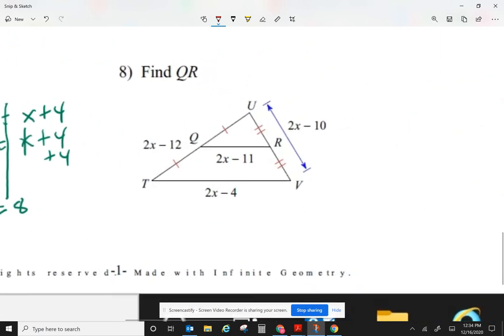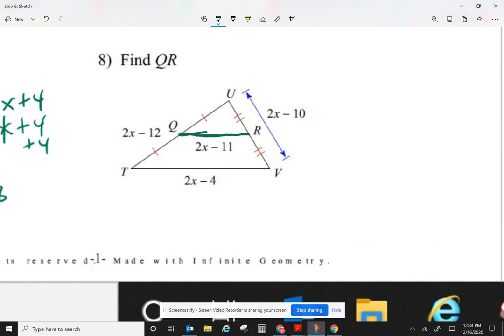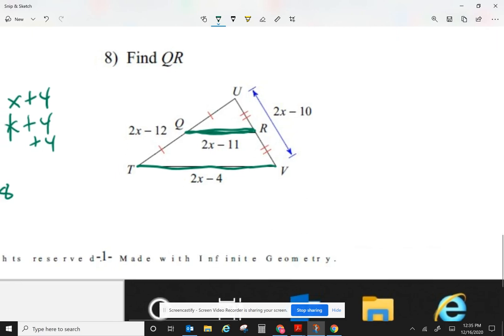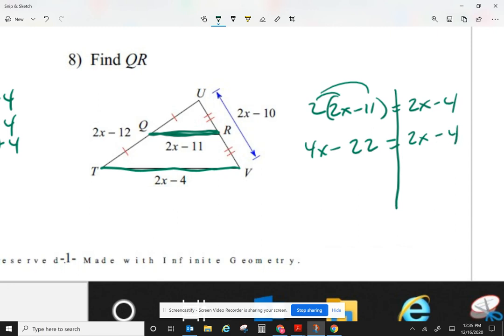All right, let's pay attention to number 8. Let me solve for x first. I'm going to be paying attention to the midsegment and the side that is parallel to it. I'm going to ignore everything else. So the midsegment is 2x minus 11. I'm going to multiply that by 2. And this is equal to 2x minus 4. All right, let me use algebra. Let me distribute the 2 on the left side to get rid of parentheses. That gives me 4x minus 22 equals 2x minus 4.